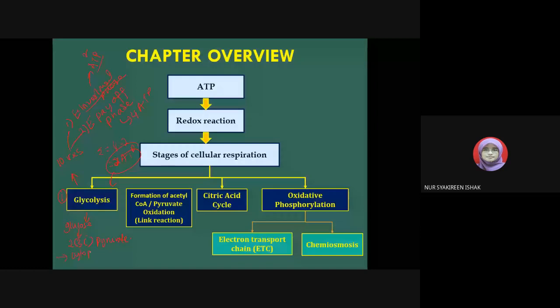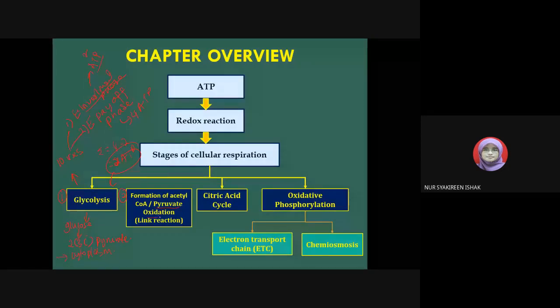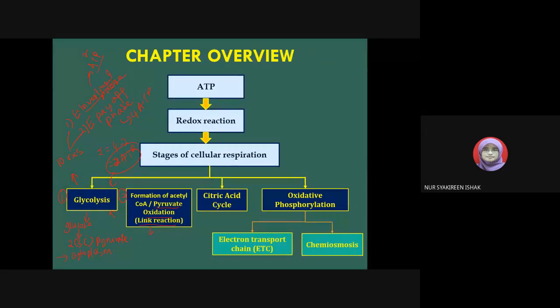In the cytoplasm. So the next stage is the formation of acetyl-CoA. For this stage, it has several names, based on what books you are referring to. Another term is pyruvate oxidation, and also link reaction. Why do we call it the link reaction? Because it links the glycolysis stage and the citric acid cycle stage. Glycolysis occurs in the cytoplasm, and the citric acid cycle occurs in the matrix of mitochondria. That's why it is called the link reaction.